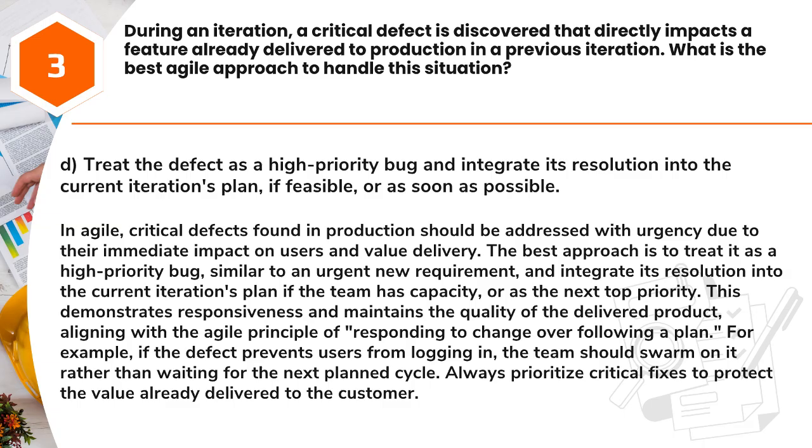Answer: D. Treat the defect as a high-priority bug and integrate its resolution into the current iteration's plan, if feasible, or as soon as possible. In Agile, critical defects found in production should be addressed with urgency due to their immediate impact on users and value delivery. The best approach is to treat it as a high-priority bug, similar to an urgent new requirement, and integrate its resolution into the current iteration's plan if the team has capacity, or as the next top priority.